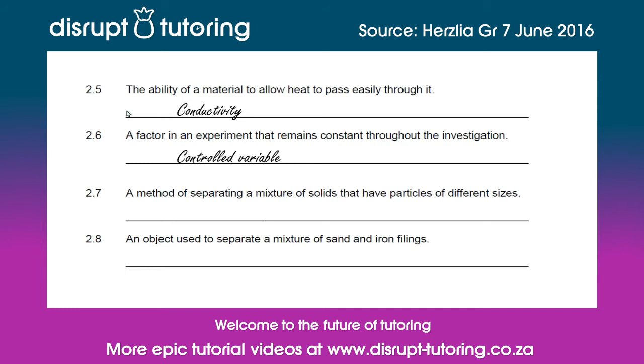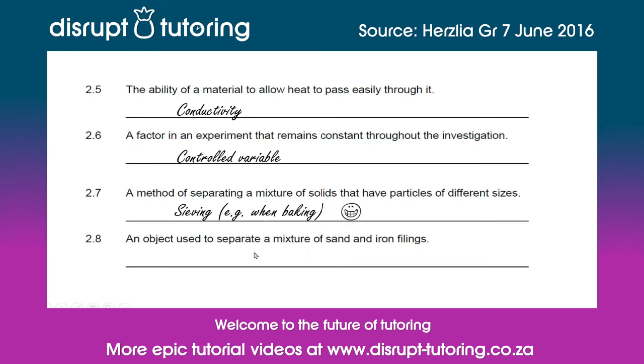Okay, 2.7. A method of separating a mixture of solids that have different particle sizes is called sieving. For example, when you're baking and you pass your flour through a sieve, the coarser particles that you don't want to get into your mixture will stay on the sieve and the fine flour grains will go through. Alright, so that's the example that you can remember. And I hope the smiley face will help you to remember this concept.